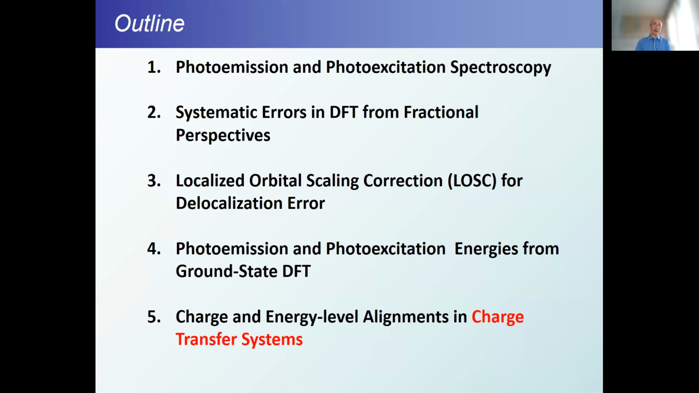And also relating to the content of the symposium is the charge transfer. Charge transfer systems have one of the biggest challenges, energy level alignment and the density distributions. And I'll tell you what the challenges are and what we can do.